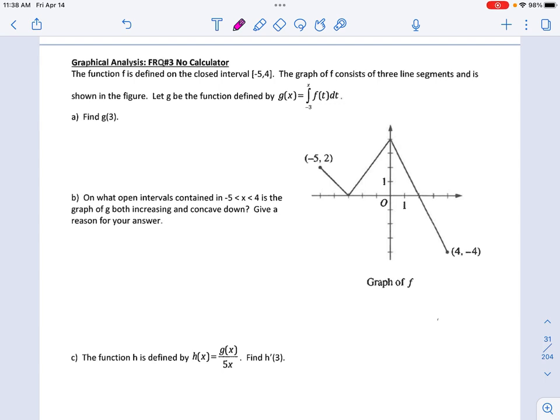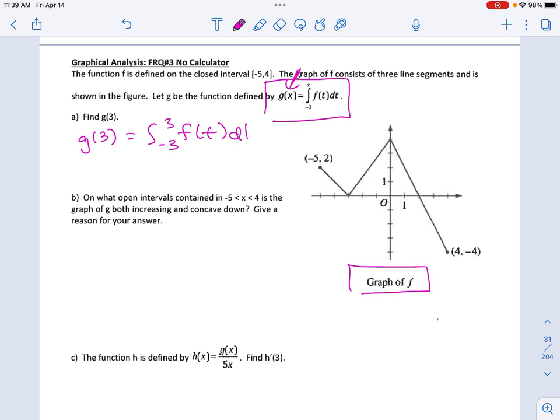Okay, here's another graphical problem. So this is the graph of f. They tell us there's another equation, g of x, which is the integral of f of t from -3 to x. So step one, find g of 3. I'm just going to plug in 3 for x. So really, I'm looking for the area underneath the curve of this graph from -3, which would be here, all the way to 3, which is here.